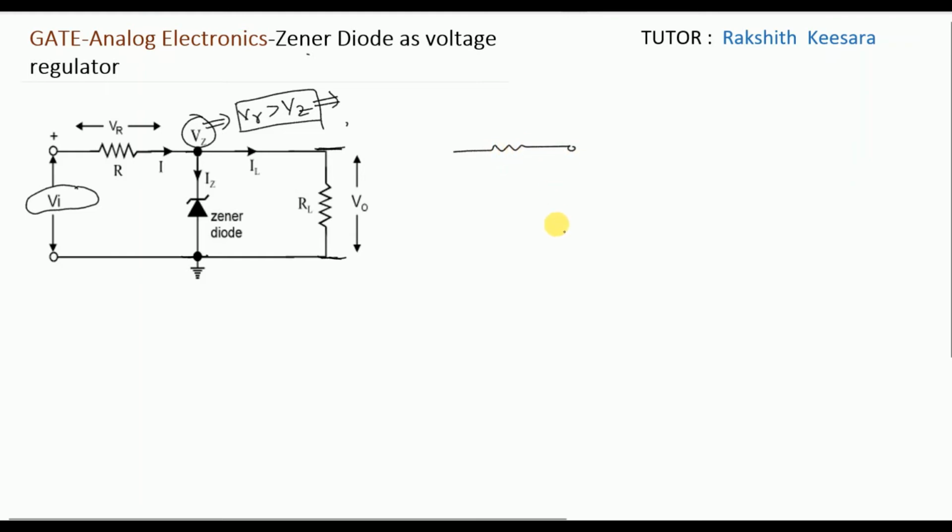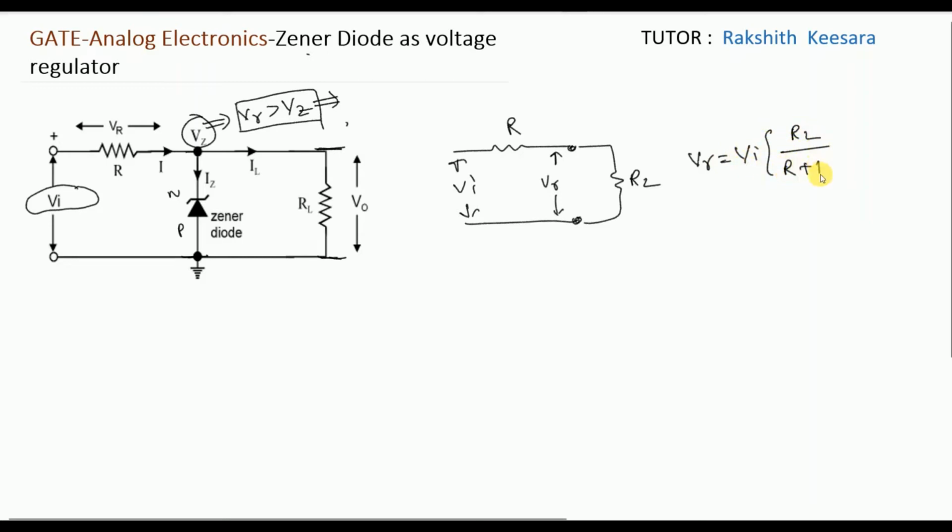First I am drawing the equivalent circuit here, guys. This is R, this is RL. This is our input voltage Vi. So the voltage across Zener, I am calling this Vr, because see, it is the P terminal, it is the N terminal. We are applying the reverse voltage. So I am calling this Vr. So what will Vr be equal to? Vi into RL by R plus RL. Is this okay, guys?